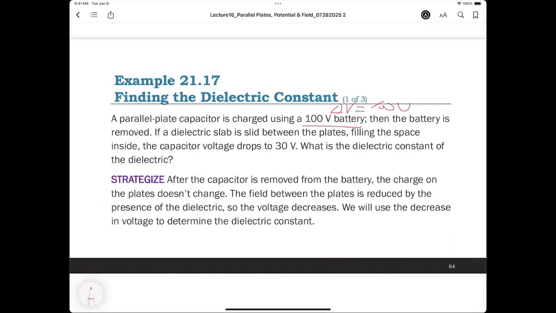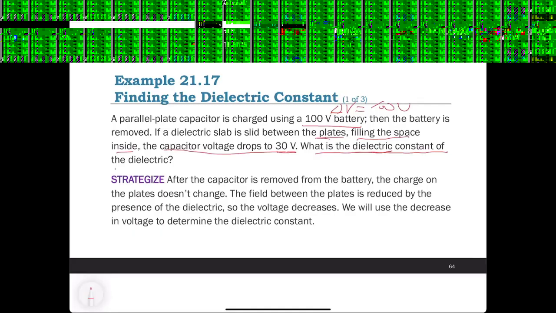Okay, let's talk about one example, finding the dielectric constant. A parallel plate capacitor is charged using a 100 volt battery, which means the potential difference is 100 volt. Then the battery is removed. If a dielectric slab is slid between the plates, filling the space inside, the capacitor voltage drops to 30 volt. What is the dielectric constant of the dielectric?